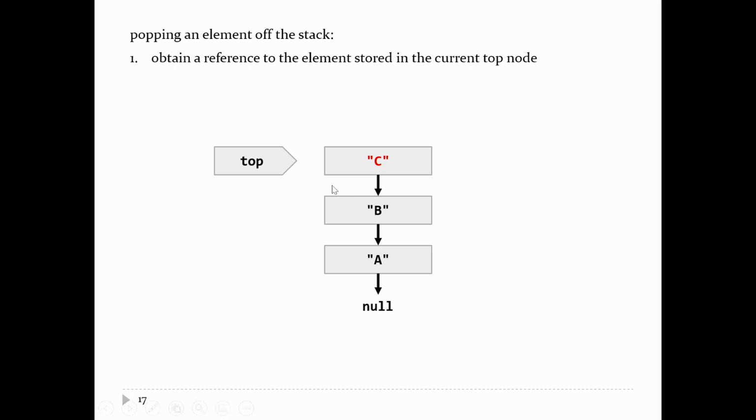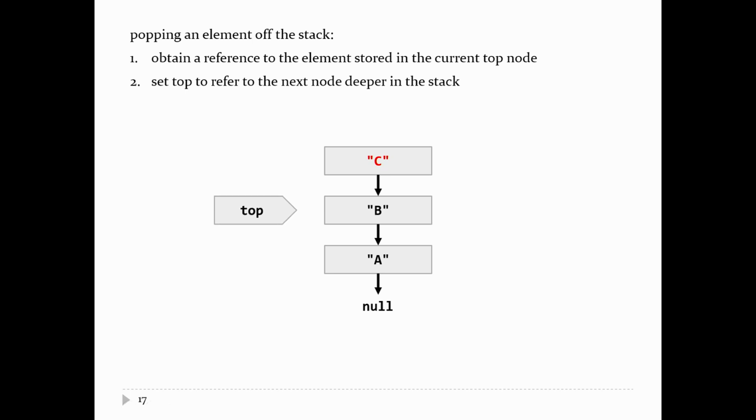I then want to remove that node from the stack. So the way to do that is you just move top so that it points at the next node. So I'm just going to move top so it points to the B. Now the way you do that is, top points at the C right now, so to get it to point to the B, you just follow the link from the C to the B, and now that lets you point to B. And that effectively removes the element at the top of the stack, because you no longer have a reference to that element.